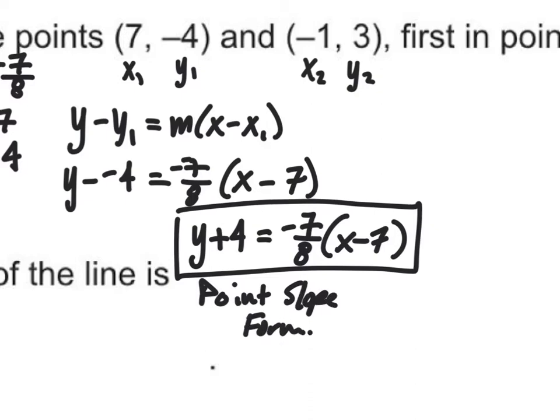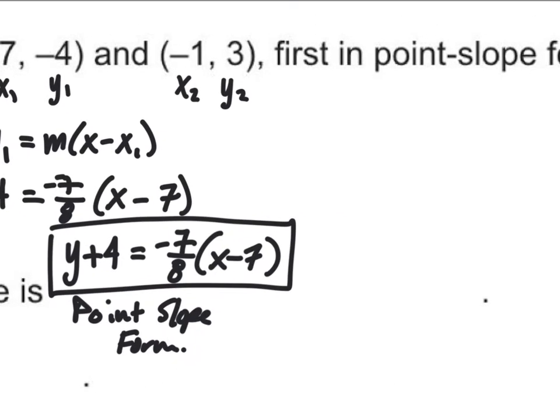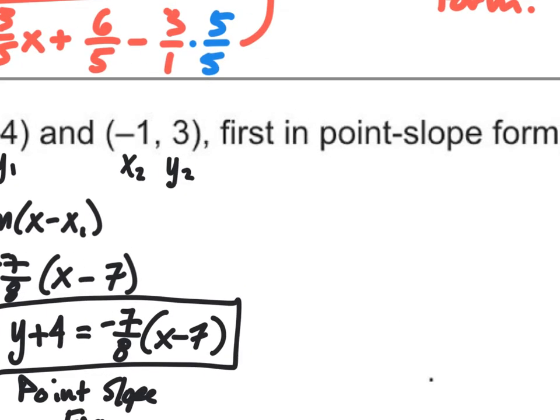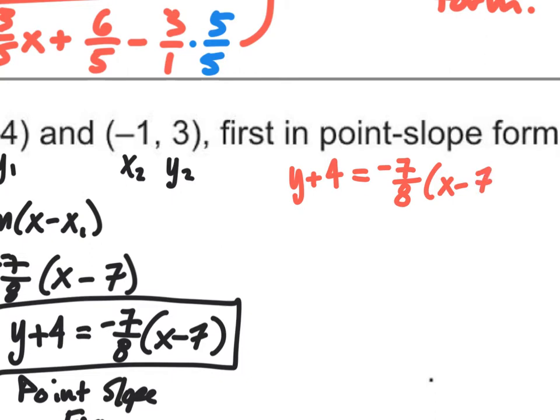Now, I want to put this into slope-intercept form. So I'm going to distribute my slope and then move the 4 over and solve this for y. The first thing I'm going to do is write that up here. I'm going to write y plus 4 is equal to negative 7/8 times x minus 7. Now I'm going to distribute my negative 7/8 first. So I've got y plus 4 is equal to negative 7/8 x.